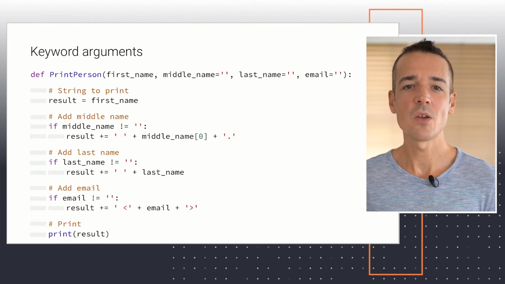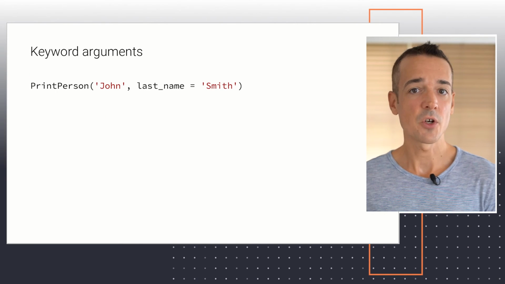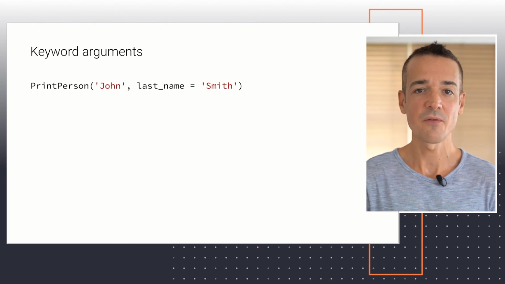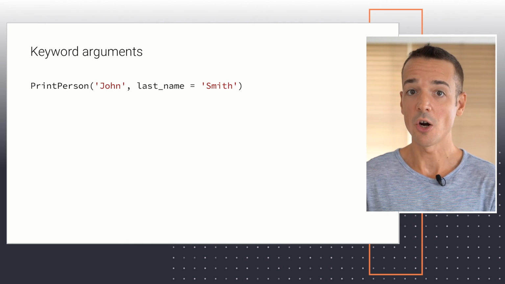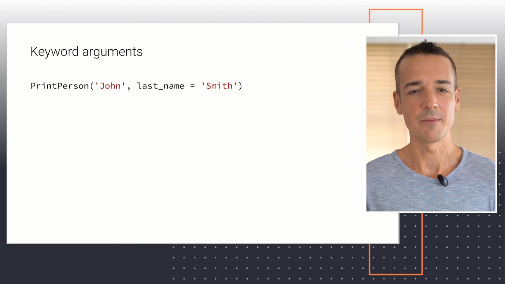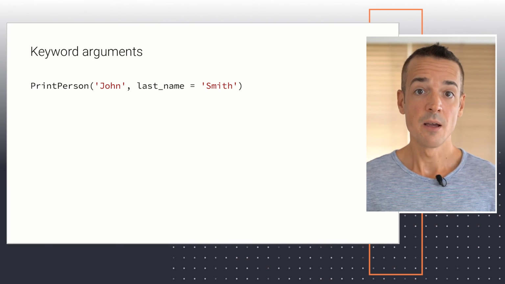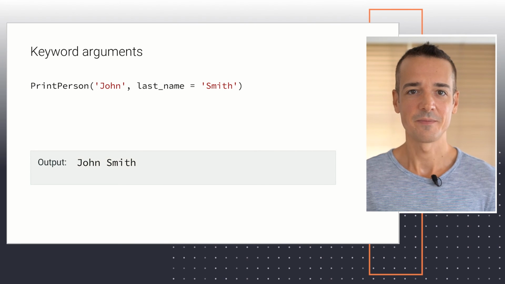Here are a couple of ways in which we could leverage keyword arguments to invoke this function. In this first call, we pass John as the first name using a positional argument, and Smith as the last name using a keyword argument. The person's middle name and email address are omitted, producing the output shown here.